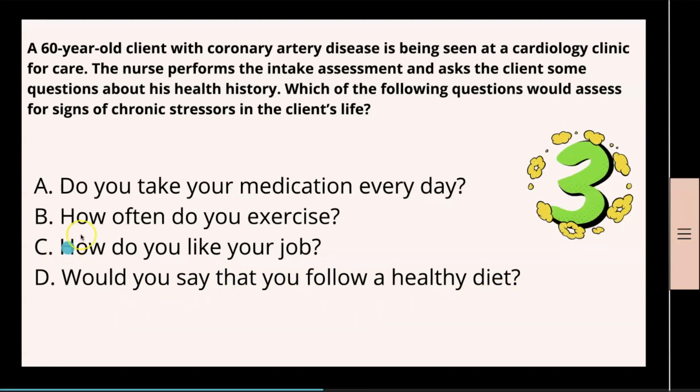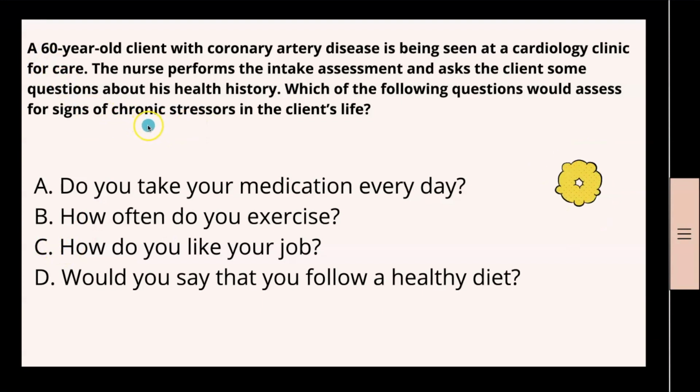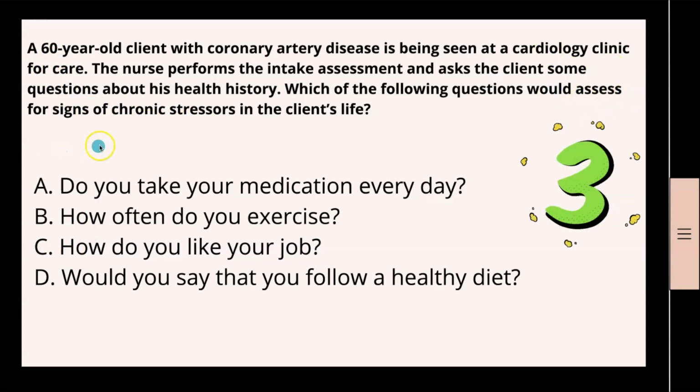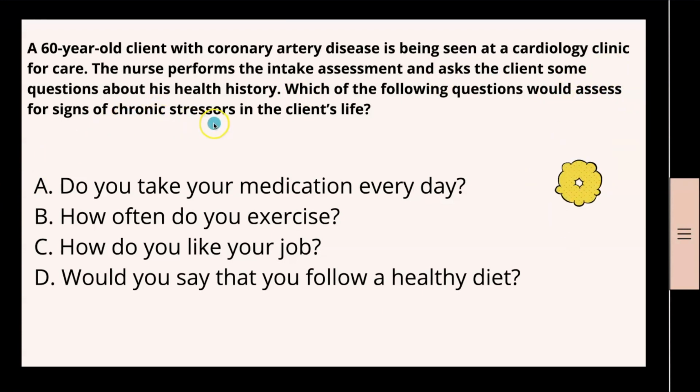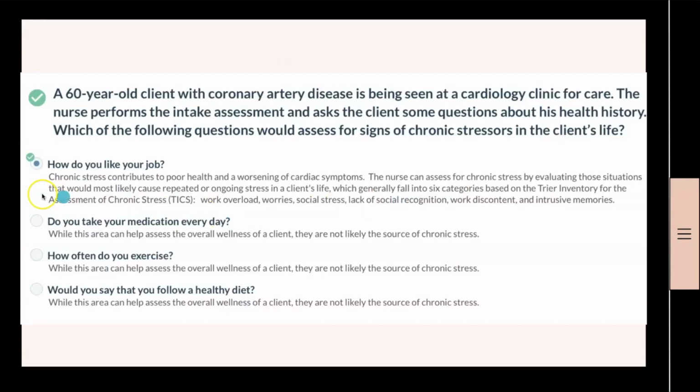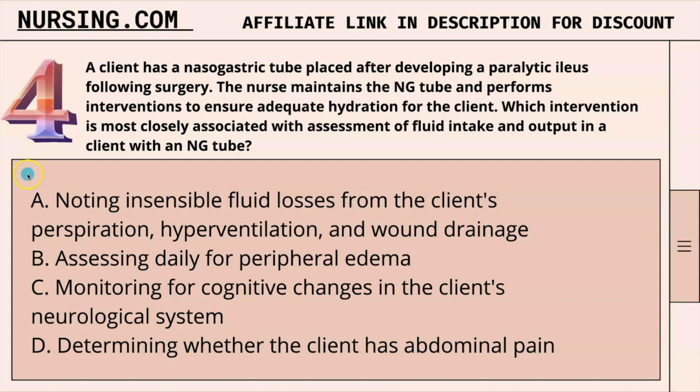So what would be inflicting stress on someone? How would we assess? We're assessing, right? Keyword here, we're assessing for chronic stress. The best answer is, how do you like your job? It's an open-ended question. We're exploring, and that's going to be the correct answer. How do you like your job? Chronic stress contributes to poor health and worsening cardiac symptoms. So like I said before, I really like the rationales. You can read through them on your own time.